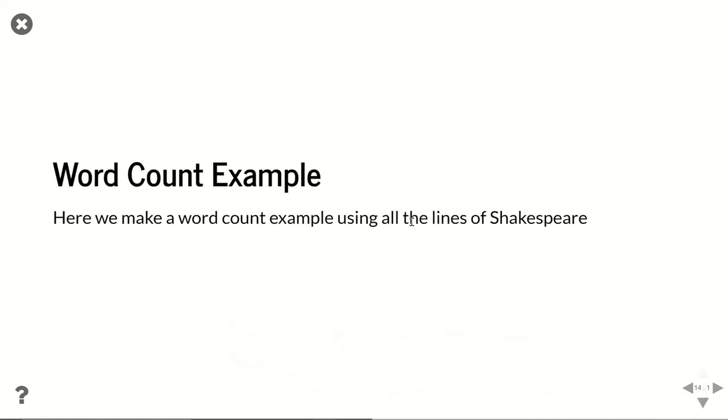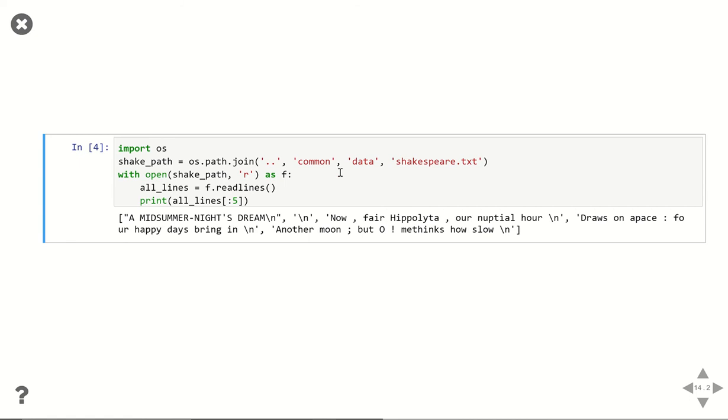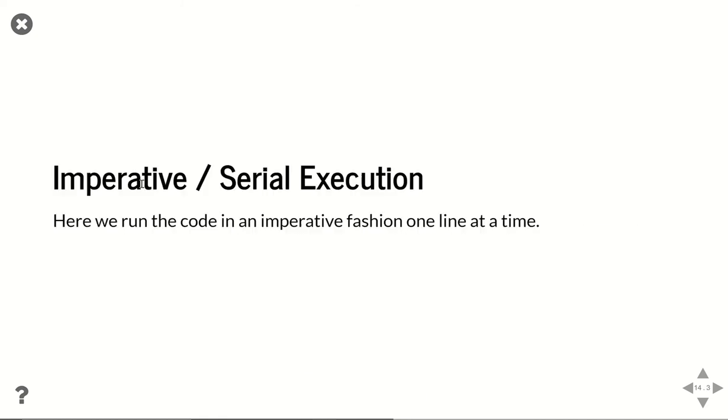But we have an example here where we use all the lines of Shakespeare. This is also not really an ideal example, but it's a little bit closer to reality. We have in the course data folder this shakespeare.txt, and it's every line of Shakespeare that's ever been written. You can load in all the data, show a few of the lines, and see, okay, there's sentences here, there's lots of characters. How can we count all the words that show up?